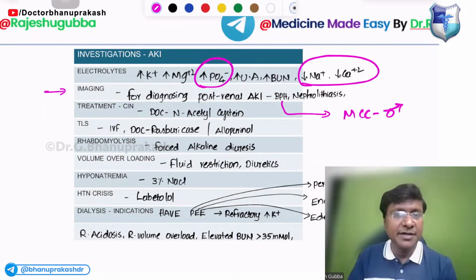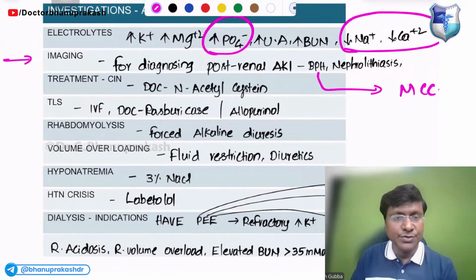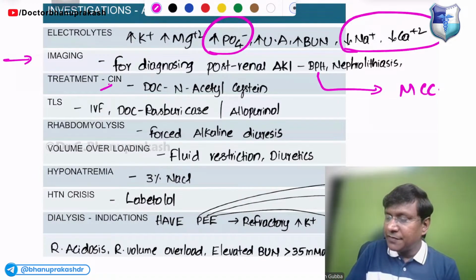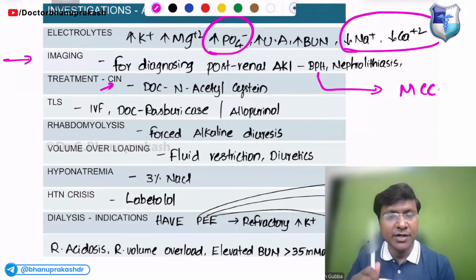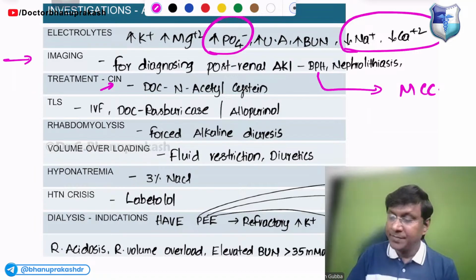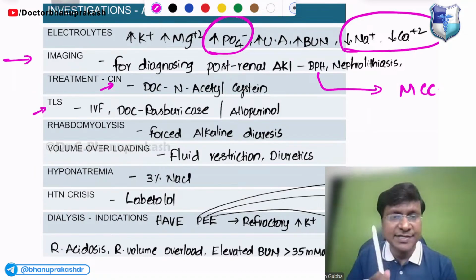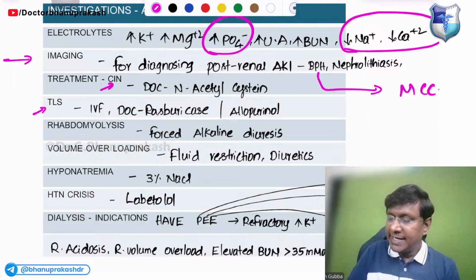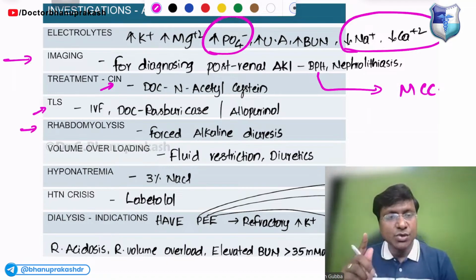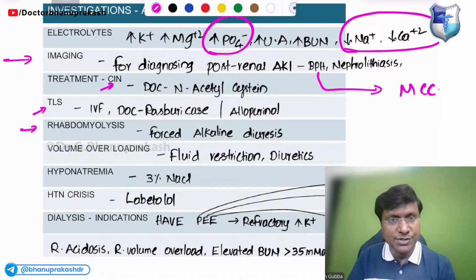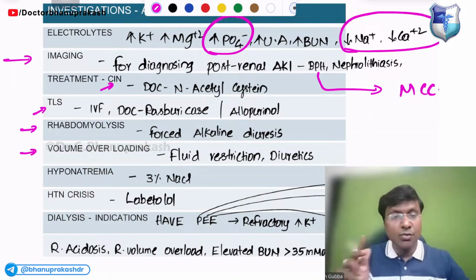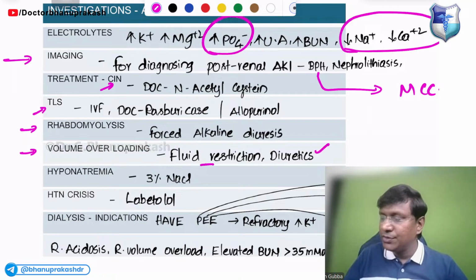And if you see the treatment in patients with acute kidney injury, for contrast-induced nephropathy the drug of choice will be N-acetylcysteine. For tumor lysis syndrome, the drug of choice will be rasburicase or allopurinol. And the treatment for rhabdomyolysis will be forced alkaline diuresis. And for volume overload, because in acute kidney injury there is volume overload, fluid restriction, and you need to give diuretics like furosemide.